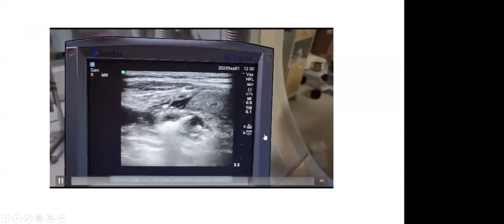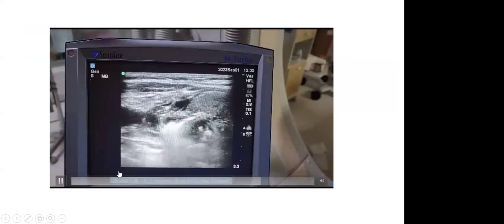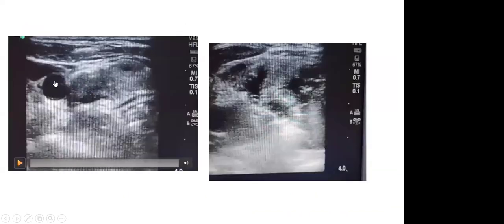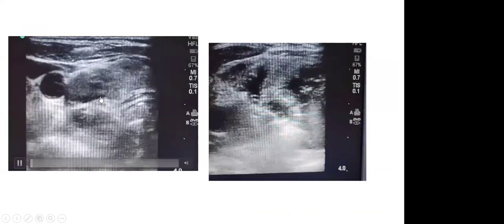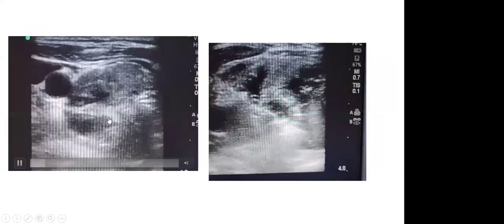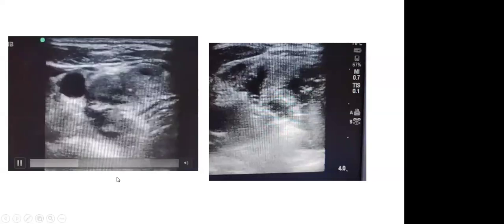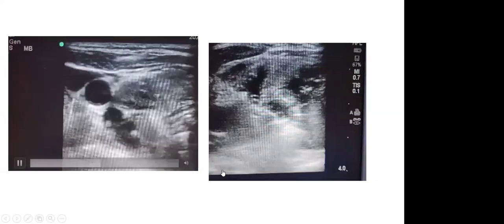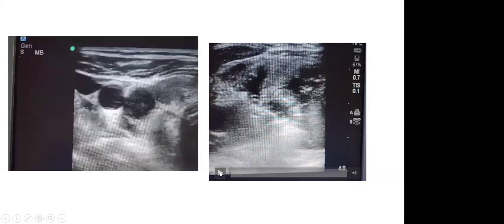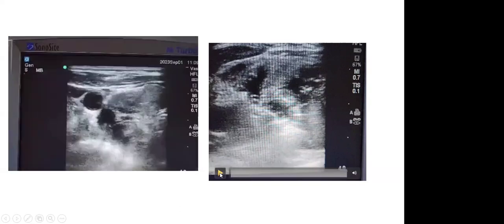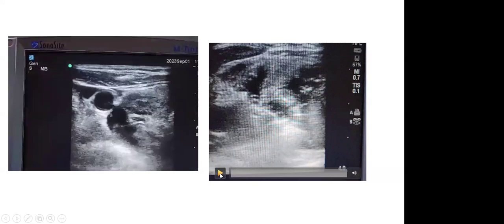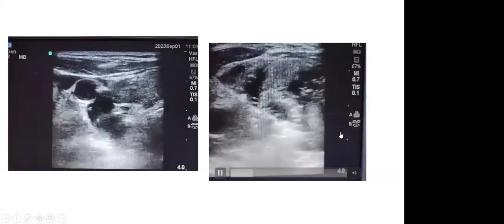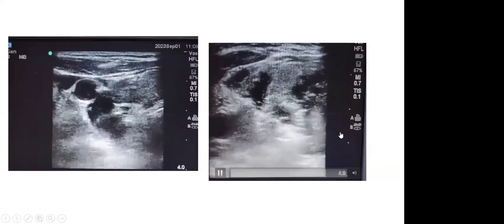I came again from the opposite side. This is the hydrodissection. This is the parathyroid adenoma, and the common carotid is posterior to the parathyroid adenoma. I injected the fluid. And then I came again from the lateral aspect. This is my needle. So here we have to ablate fully.